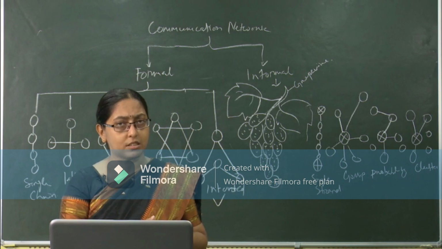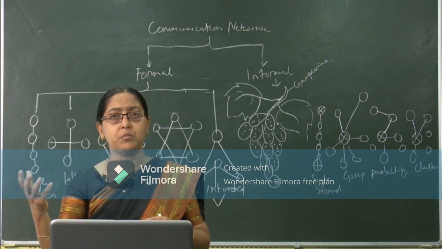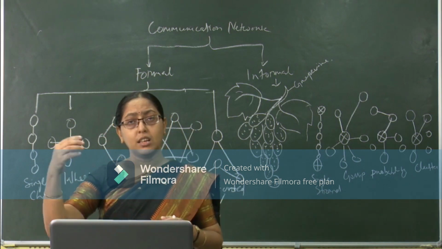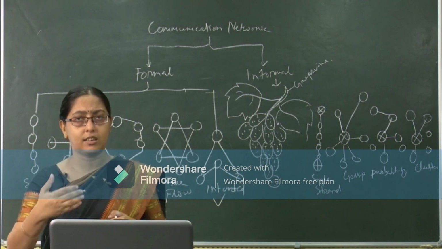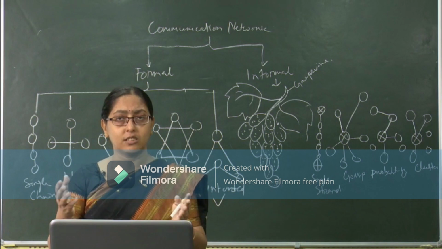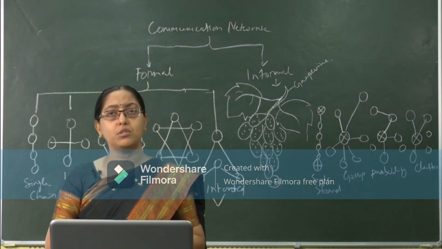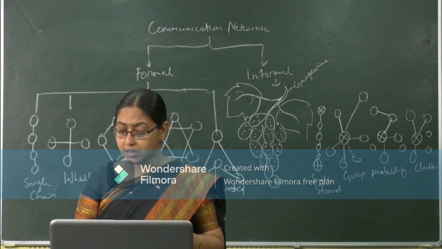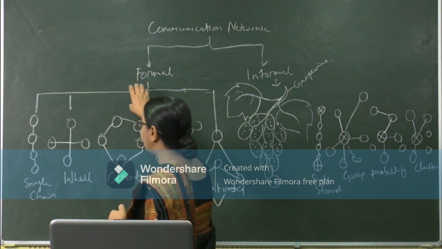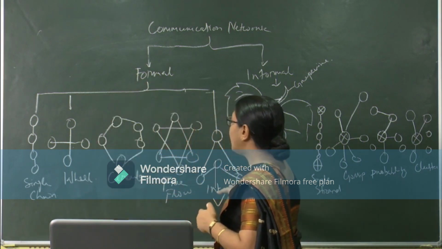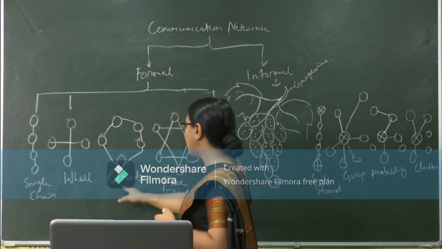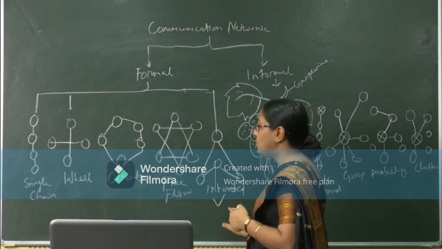One is the formal communication network, another is the informal communication network, because in every organization certain information passes through formal ways, and certain information passes through informal channels. So, what are those channels? Let us understand how it happens. In the formal network system, there are 5 systems that generally exist within organizations: single chain, wheel, circular, free flow and inverted V.